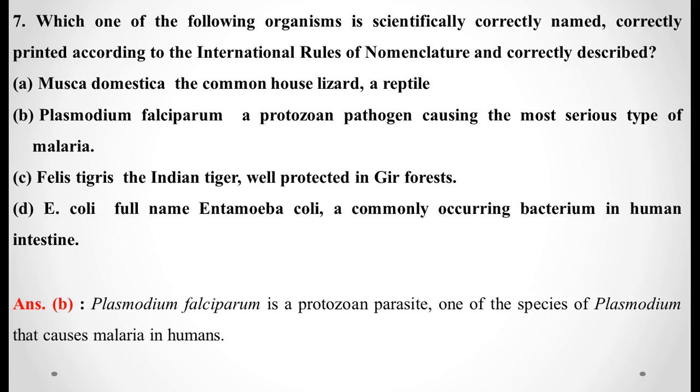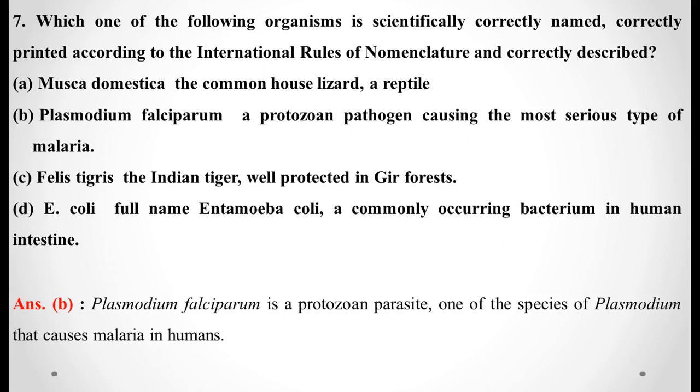The second option says Plasmodium falciparum, a protozoan pathogen causing the most serious type of malaria. So Plasmodium, the malarial parasite, is a protozoan pathogen, and the causative agent of malaria is Plasmodium falciparum. So I think this one is correctly named, correctly printed, and according to the rules of international nomenclature.